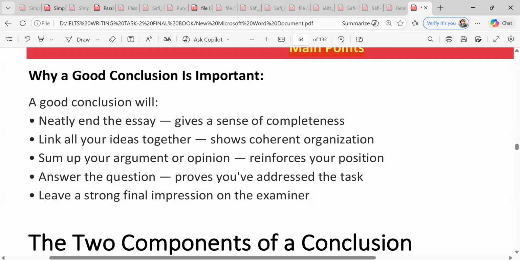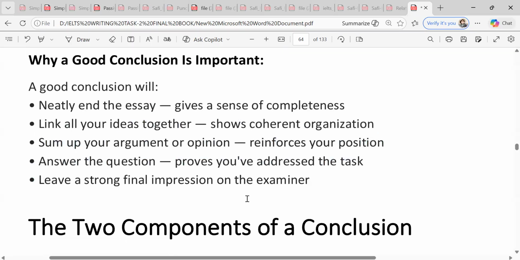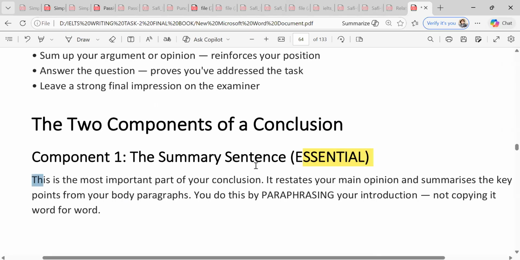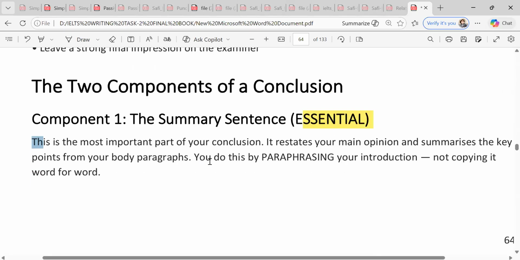So the conclusion formula we have already studied. Let's talk about the two components of a conclusion. The first component is essential. This is important. The second component is optional. We'll study both components. Component number one is the summary sentence. This is the most important part of your conclusion. It restates your main opinion and summarizes the key points from your body paragraphs.